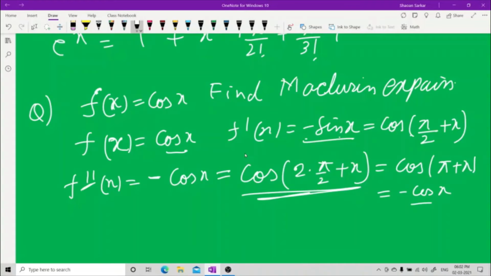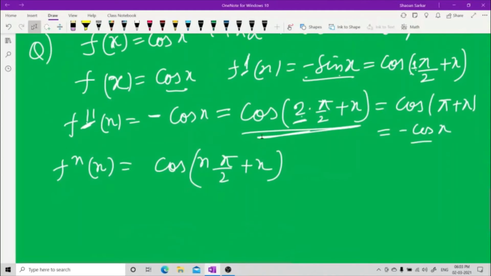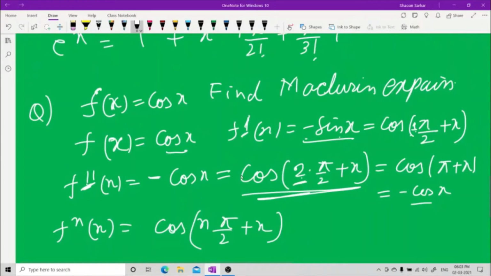When there is a 2 here, there is a 2 here; when there is a 1 here, there is a 1 here. Basically when there is a 1 at the first derivative, there is a 1 here. When there is a 2 here, then you put a 2 here. So f^n(x) becomes cos (n pi by 2 plus x). Now see, we need to understand this. Find Maclaurin's expansion, sorry, I forgot to write the complete thing. Wait a minute, it is expansion. This was the question.